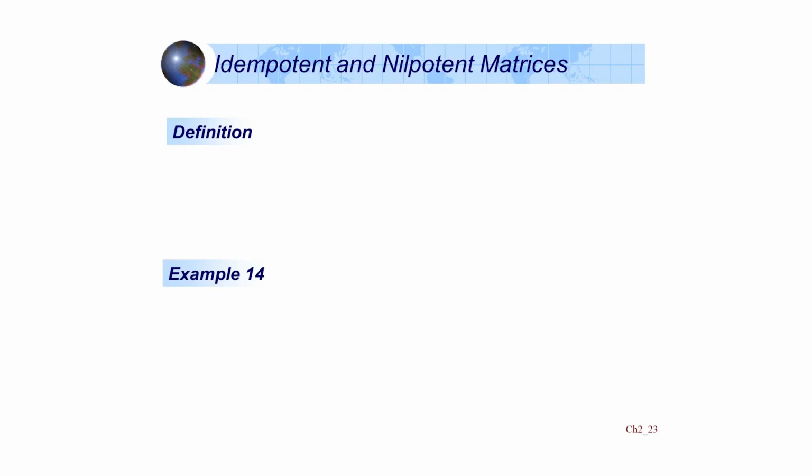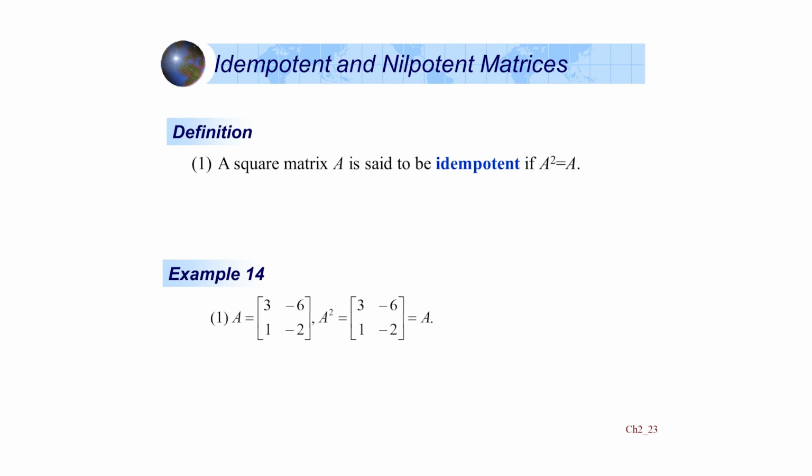Some special matrices. I don't know if they will be used by teachers of the practice classes, but nevertheless, let's mention them. A square matrix is called idempotent if A squared is A. You see an example here, example 14, some idempotent matrix. A squared is A.